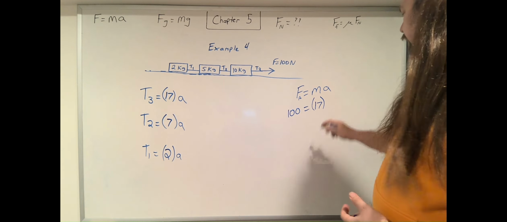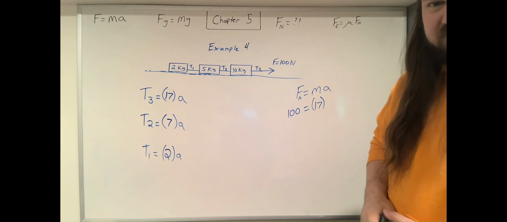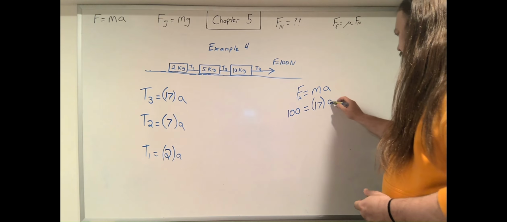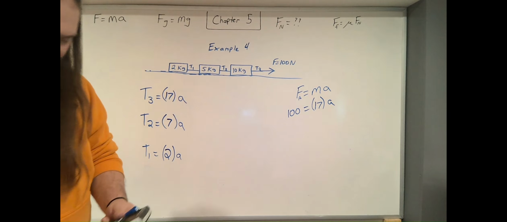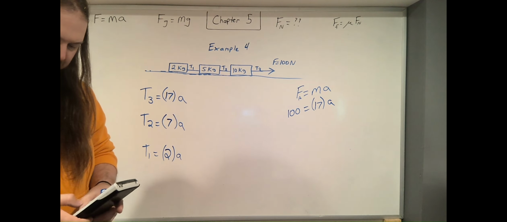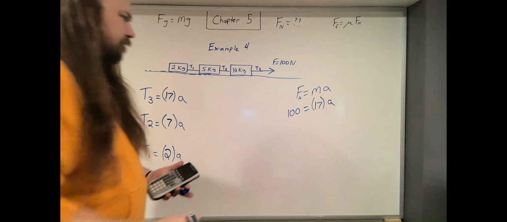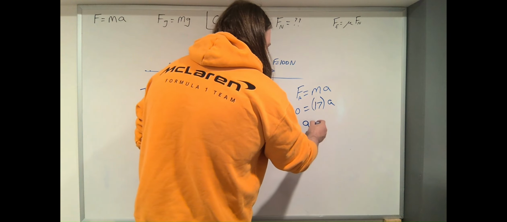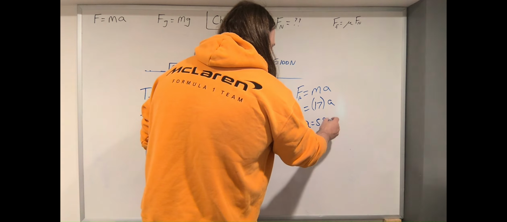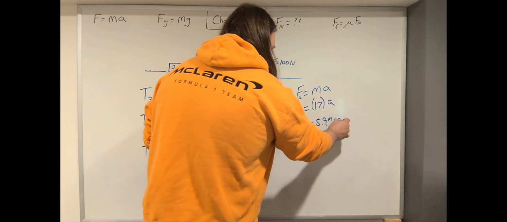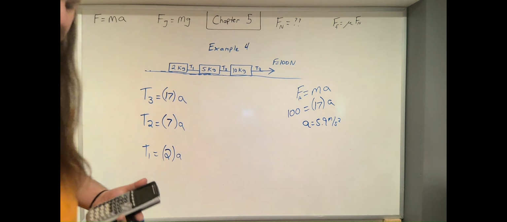Okay, 100 newtons. What's the acceleration? Okay, so we can solve for that. We do 100 divided by 17. I should have picked some better numbers, but it's an example. And we get 5.9. 5.9 meters per second squared.